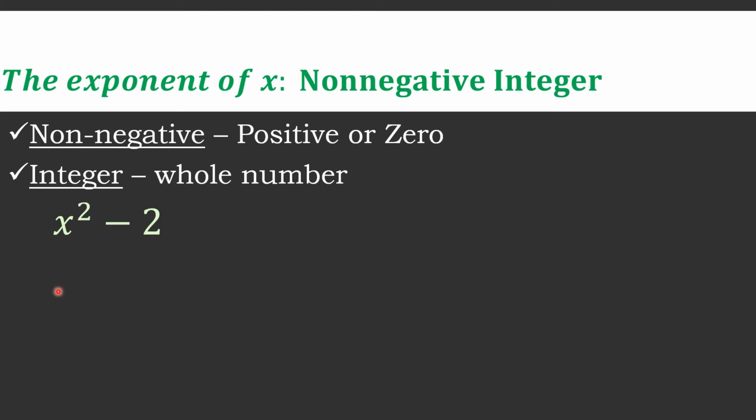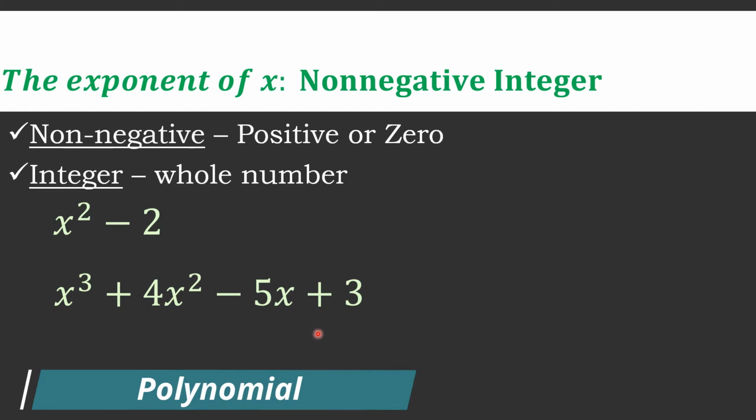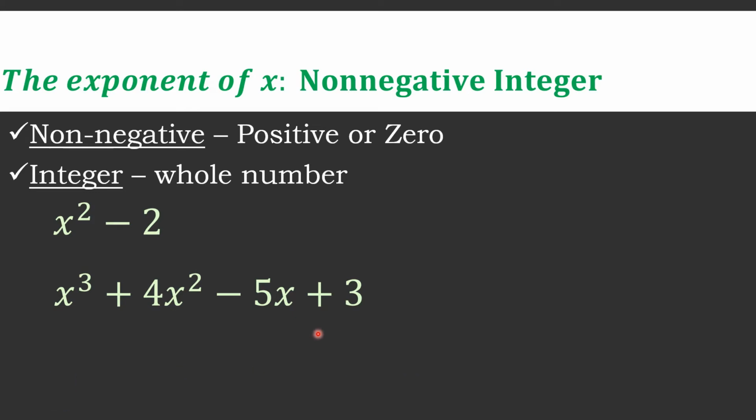Next, x cubed plus 4x squared minus 5x plus 3. Let us inspect each and every exponent of x. So for the first term, the exponent is 3, so it qualifies, it is positive, and it's also a whole number. The second term has an exponent of 2. The third term, the exponent is 1. So, this expression here is called a polynomial since it has positive and whole number exponents.